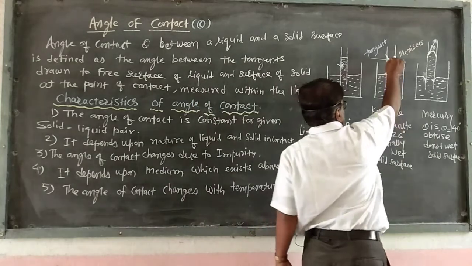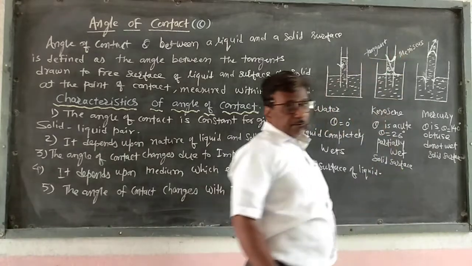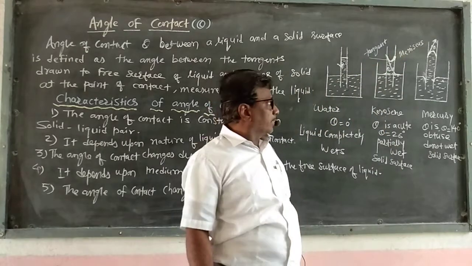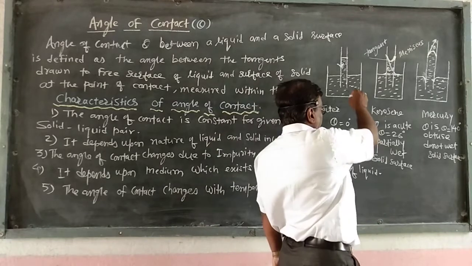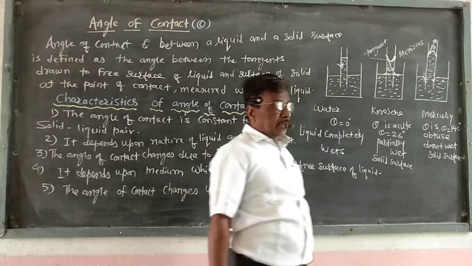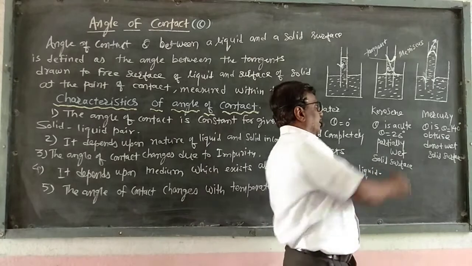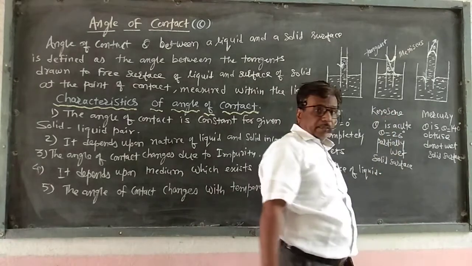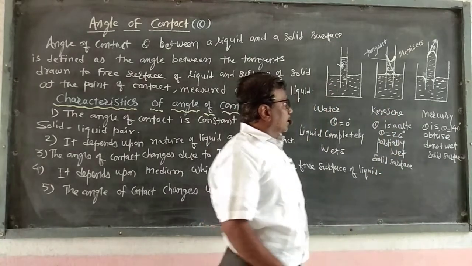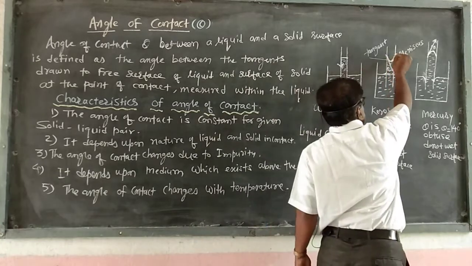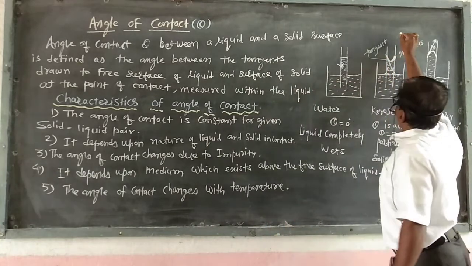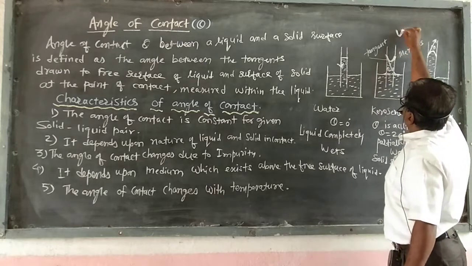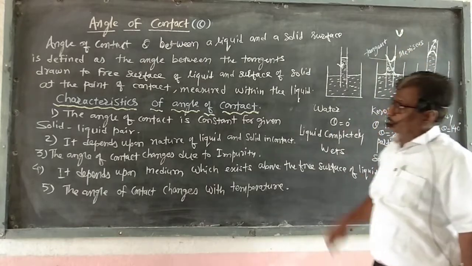So when a glass tube is dipped into the first beaker containing water, the second beaker containing kerosene, and the third beaker containing mercury, a meniscus is formed here. Meniscus means the U type of shape of the liquid.